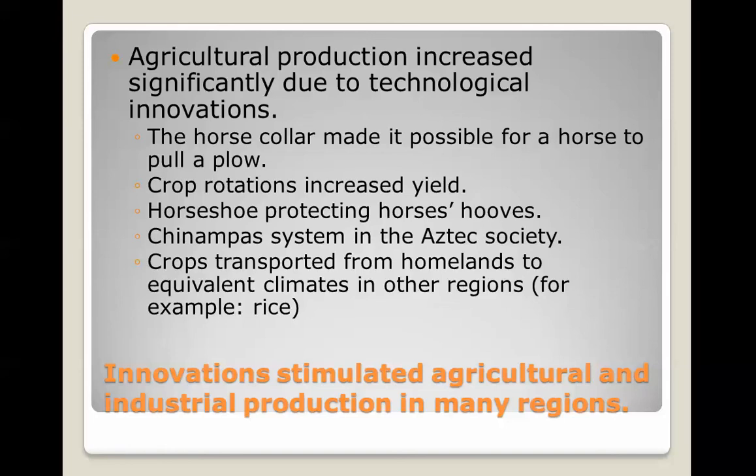Agricultural production increased significantly due to technological innovations, and this happened in many regions. At this time in world history, the advancement in agricultural techniques across the globe allowed people to better feed themselves because there was a surplus supply of agricultural goods. And this surplus, like we've talked about before, allows for human populations to grow because there are now more resources available.